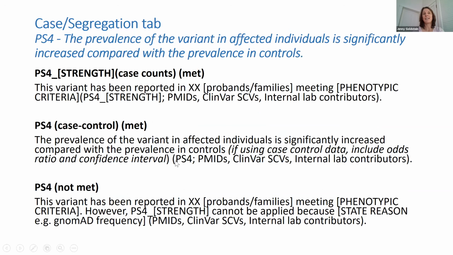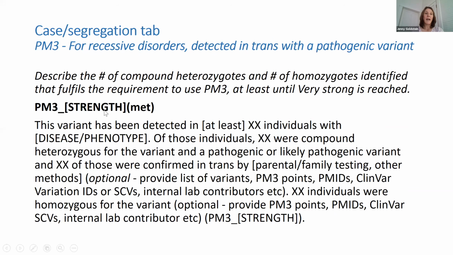And these are just some other examples as well in the case segregation tab. So we provided options for using either case counts or case-control data for PS4. And then for PM3, I wanted to mention this one as well. I know PM3 is really only relevant to folks who are working on autosomal recessive disorders. I work on a recessive disorder, so this is always kind of at the forefront of my mind. But PM3 is one of the somewhat complicated codes because a lot of information could go into it. So this is for detected in trans with a pathogenic variant.